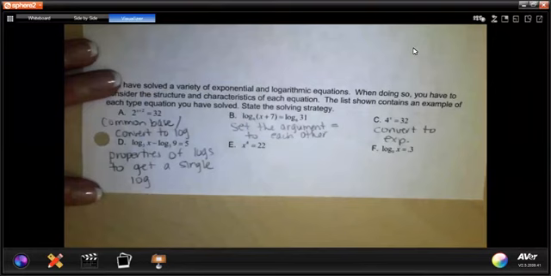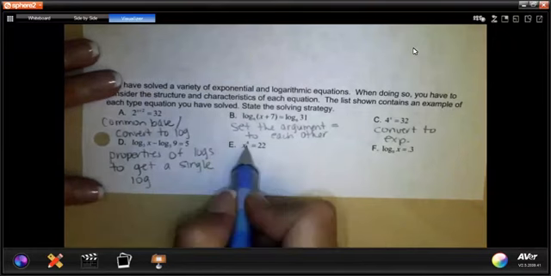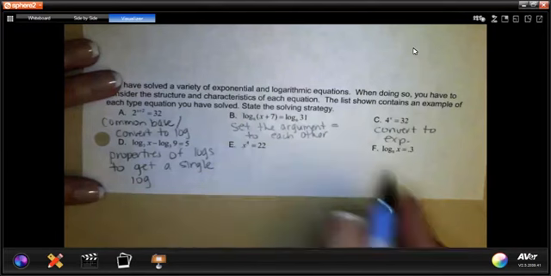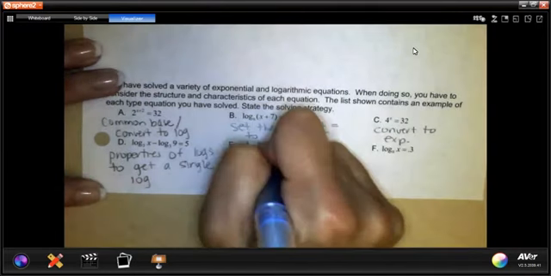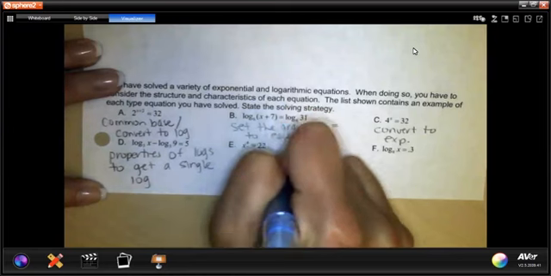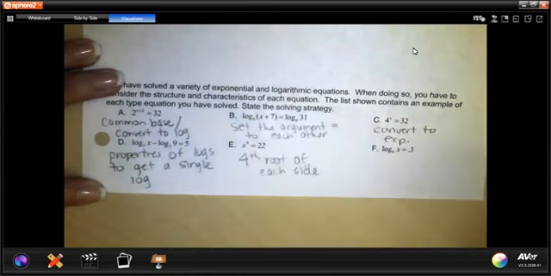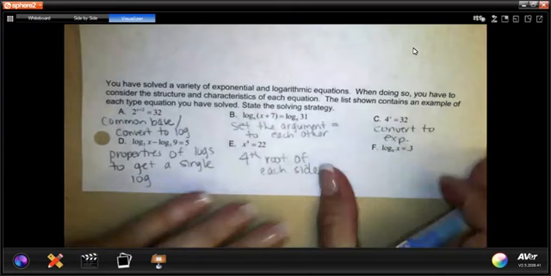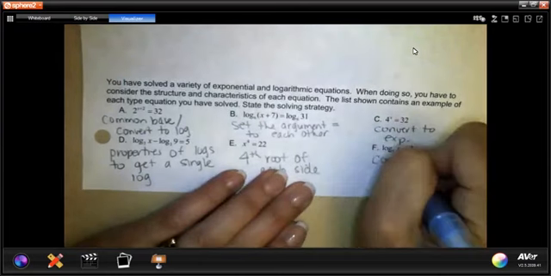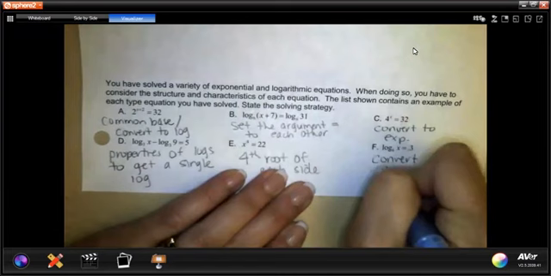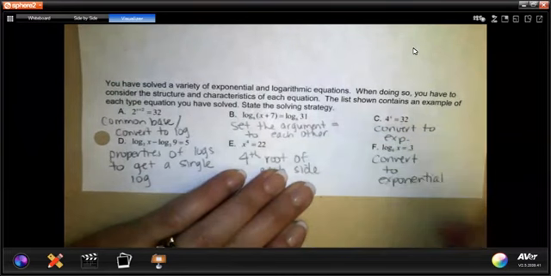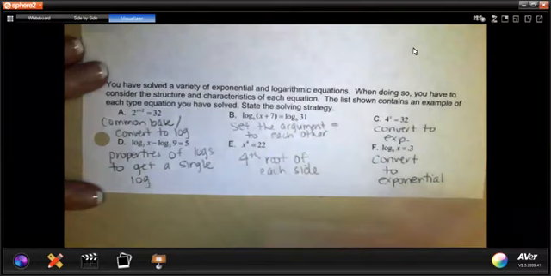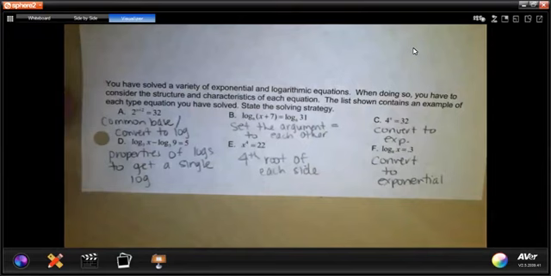For E here, we have this value here. You would want to get rid of the 4, so we would take the 4th root of each side. And then this last one, log base 8 of x is equal to 0.3. We're solving for the argument, so you would want to convert that to an exponential. So make sure that before you get started in solving, look at the equation that you have and try and determine what would be the best method to solve it.